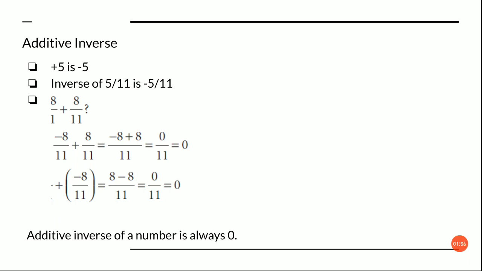In the same way, if they give you a fraction, plus 5 by 11, what is the inverse of that fraction? Minus 5 by 11 is the inverse. And there is one property we already know: a number added to its additive inverse is always 0. For example, if you take the number plus 5 and add it with minus 5, what will happen? 5 minus 5 will become 0. So the property is that a number plus its additive inverse is always 0.